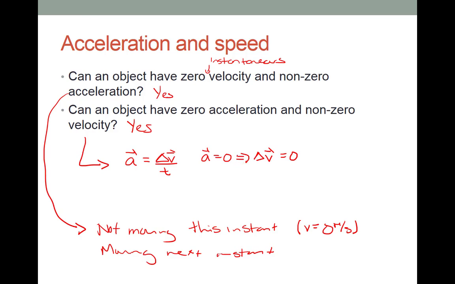Well, change in velocity equaling 0 does not mean velocity is 0. It just means that the velocity is constant. Could be 0. Could be 1,000,000 miles per hour. We don't know. All we know is it is constant over whatever the observation time interval is.